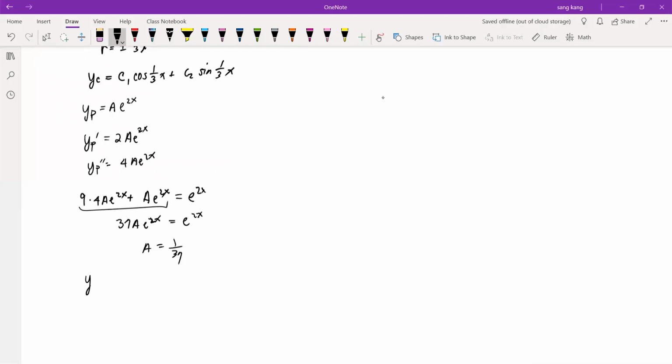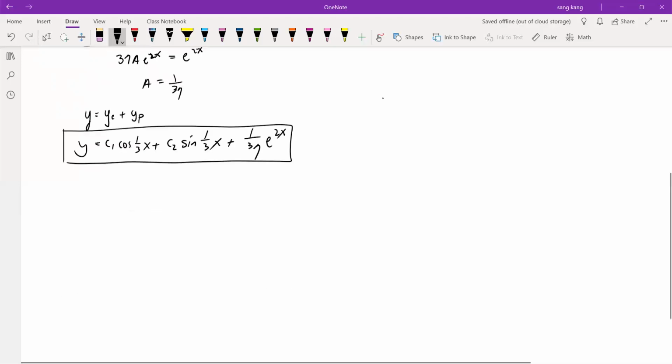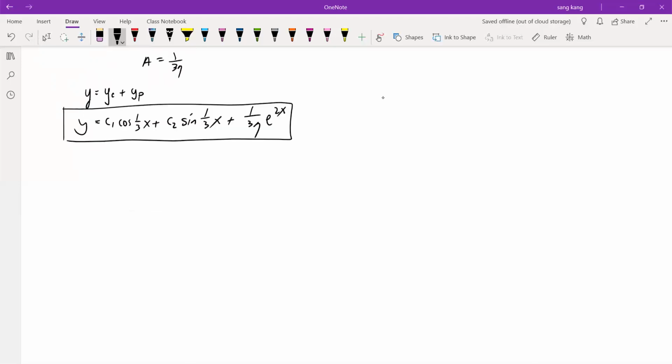Now y is complementary plus particular. So this is C1 cos 1/3 x plus C2 sine 1/3 x plus 1/37 e to the 2x, that's y particular. So there's our general solution. Number 2: y double prime minus 4y prime plus 5y equals e to the minus x.